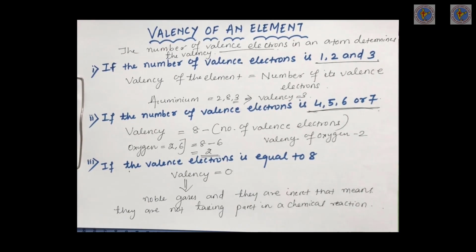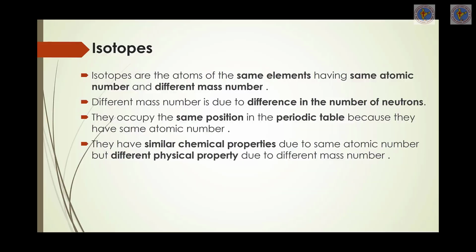Okay, this is all about the valency of an element. Our next topic is isotopes. What do you mean by isotopes? Isotopes are the atoms of the same element having same atomic number and different mass number. Different mass number is due to difference in the number of neutrons.